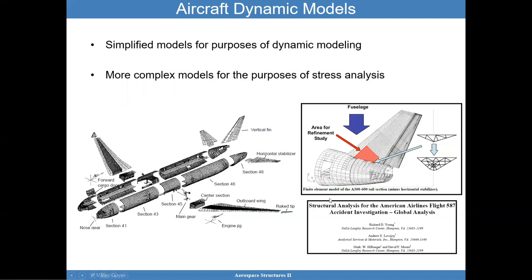I invite you to read the paper called Structural Analysis for the American Airlines Flight 587 Accident Investigation, Global Analysis. And in this analysis, you're going to see more detailed analysis of specific components of an aircraft.